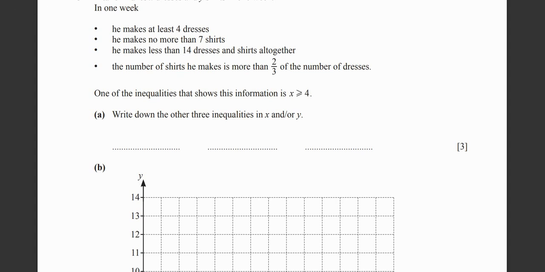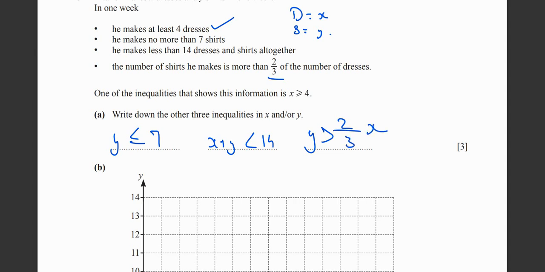So look, this equation where it says that one of the inequalities shows that this is x is greater than or equal to 4. This is this one. He makes at least 4 dresses. So that means dress is basically X. Shirts can be Y. He makes no more than 7 shirts, which means Y is less than equals to 7. Then it says he makes less than 14 dresses and shirts together, which means X plus Y are less than 14. Lastly, it says the number of shirts he makes is more than 2/3 the number of dresses, which basically means that Y, because shirts, Y is greater than 2/3 of what? Shirts, 2/3 of dresses. Dresses are what? X. So these are the inequalities.